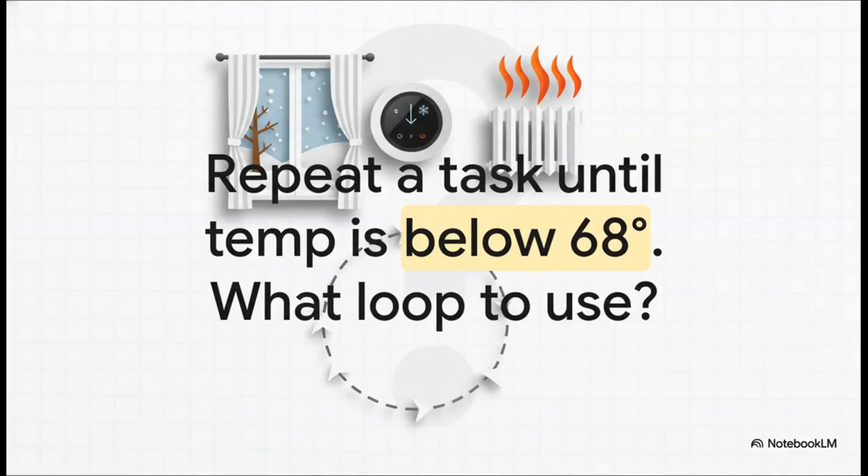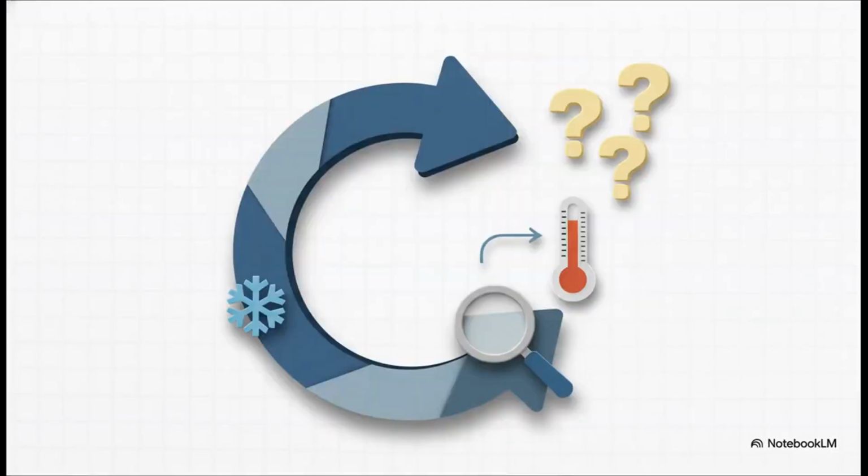Let's make this real. Imagine you're coding a smart thermostat. The heater needs to keep running until the room gets up to 68 degrees. You have no idea if that's going to take 1 minute or 1 hour. So what's the right tool for that job? Yeah, it has to be a while loop. I mean, look at the reasons. The number of times it has to run is completely unknown. Its job depends entirely on an external thing, the room's temperature. And it needs to keep checking that temperature over and over. That is a perfect job for a while loop.